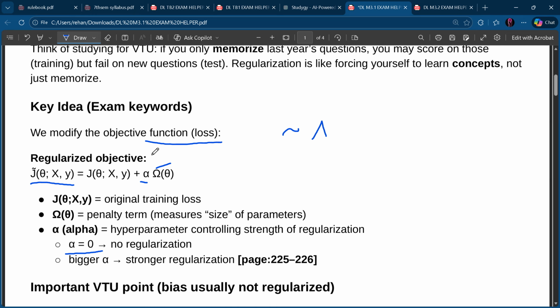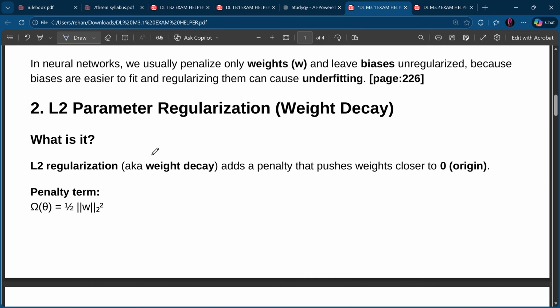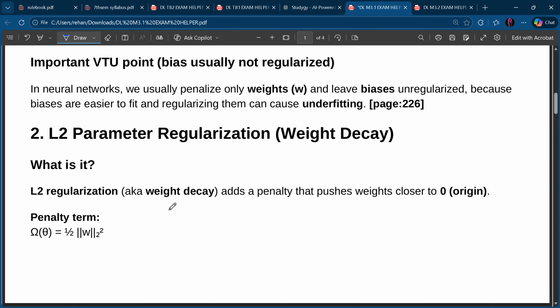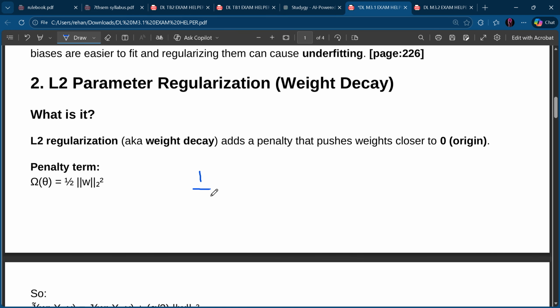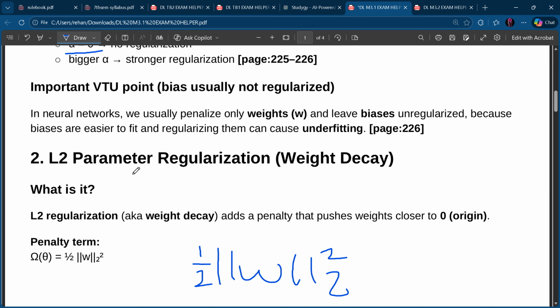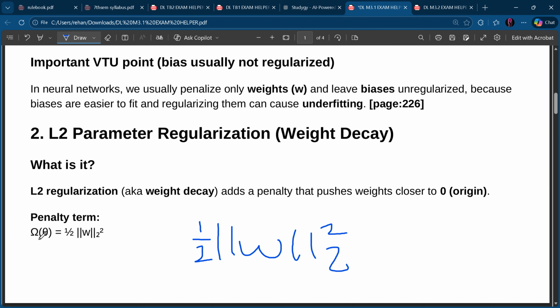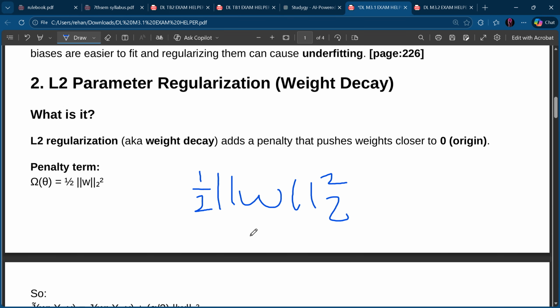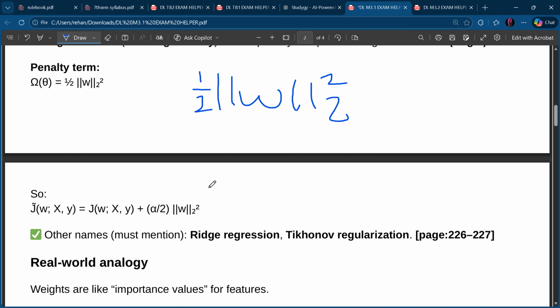So that was about the normal regularization thing, but in L2 we have to talk about the actual penalty term. Now in L2 regularization, the penalty term value is different. What is that value? It is half, 1 by 2, times the squared norm of w. Actually, this is the 2 like this in the textbook. Now you just have to replace this Ω(θ) value with this. So instead of Ω(θ), alpha times this will come.